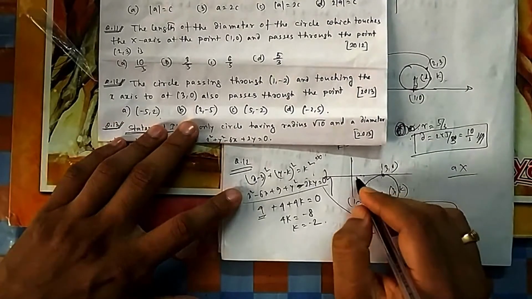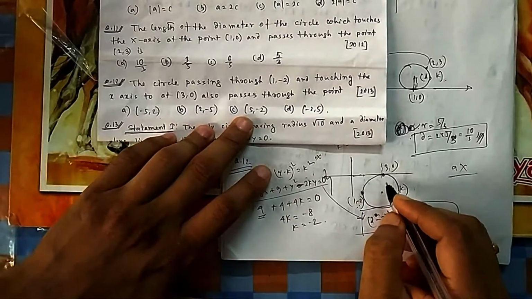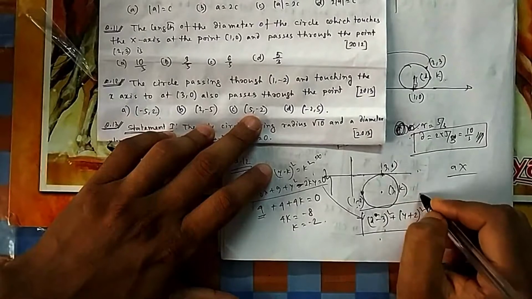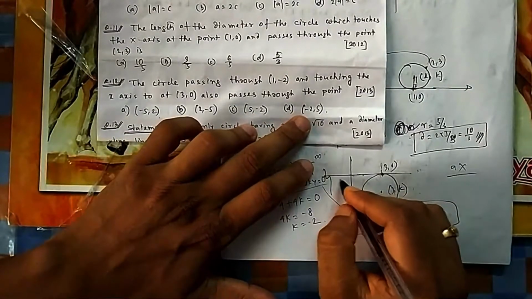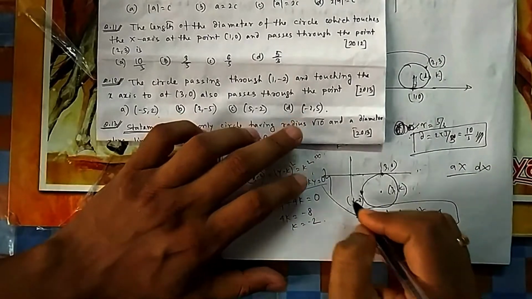B, 2, minus 5. It can be here. 5, minus 2 can also be here, somewhere. Minus 2, 5, minus 2. So D also cannot be, because the circle is not going through that quadrant.